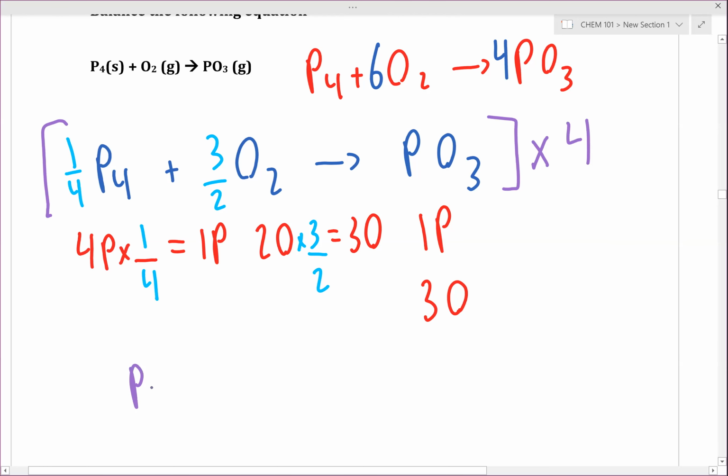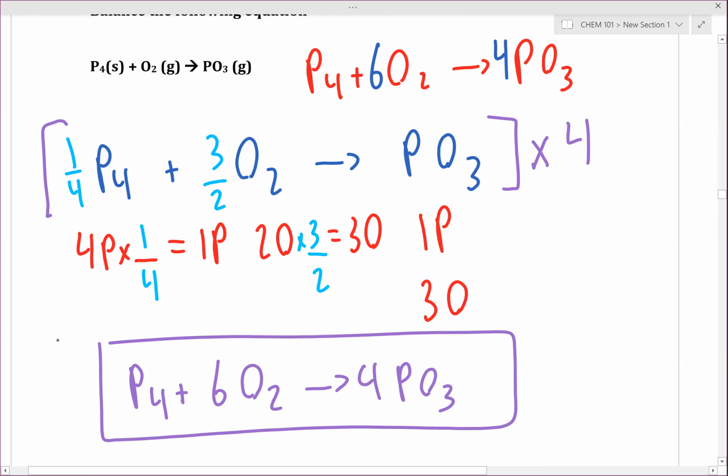So this gives us P4 plus 6O2 leads to 4PO3. So we've reached the exact same conclusion, but we're using a slightly different method.